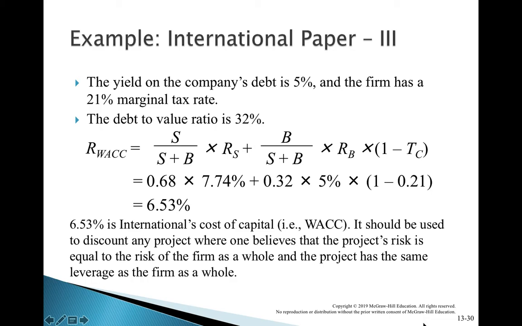International Paper's cost of capital, or overall cost of capital, or WACC, is 6.53%. It should be used for discounting any project where one believes that the project risk is equal to the risk of the firm as a whole and the project has the same leverage as the firm as a whole.